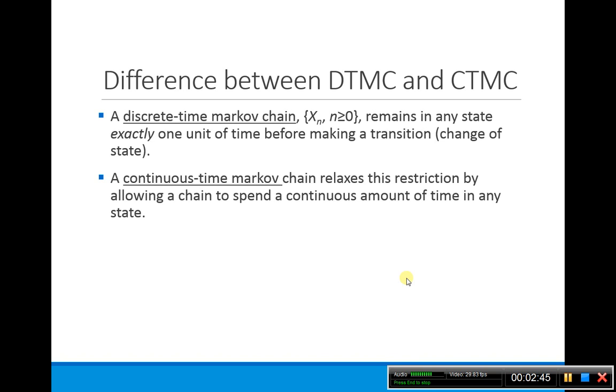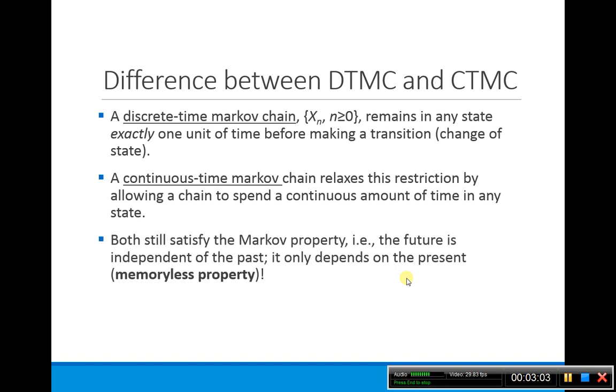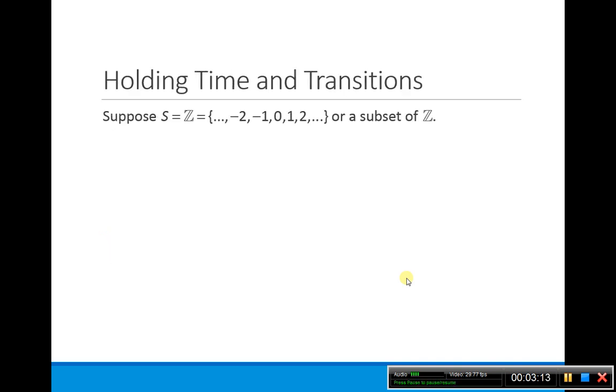So a continuous time Markov chain relaxes this restriction by allowing the chain to spend a continuous amount of time in any state. So a change can actually occur at different times. It doesn't have to occur in 1 month or 1 day or 1 year. So it's a continuous amount of time. The nice thing is that it still satisfies the Markov property. So it still has the memoryless property in the fact that the future is independent of the past and only depends upon the present, what's happening now.